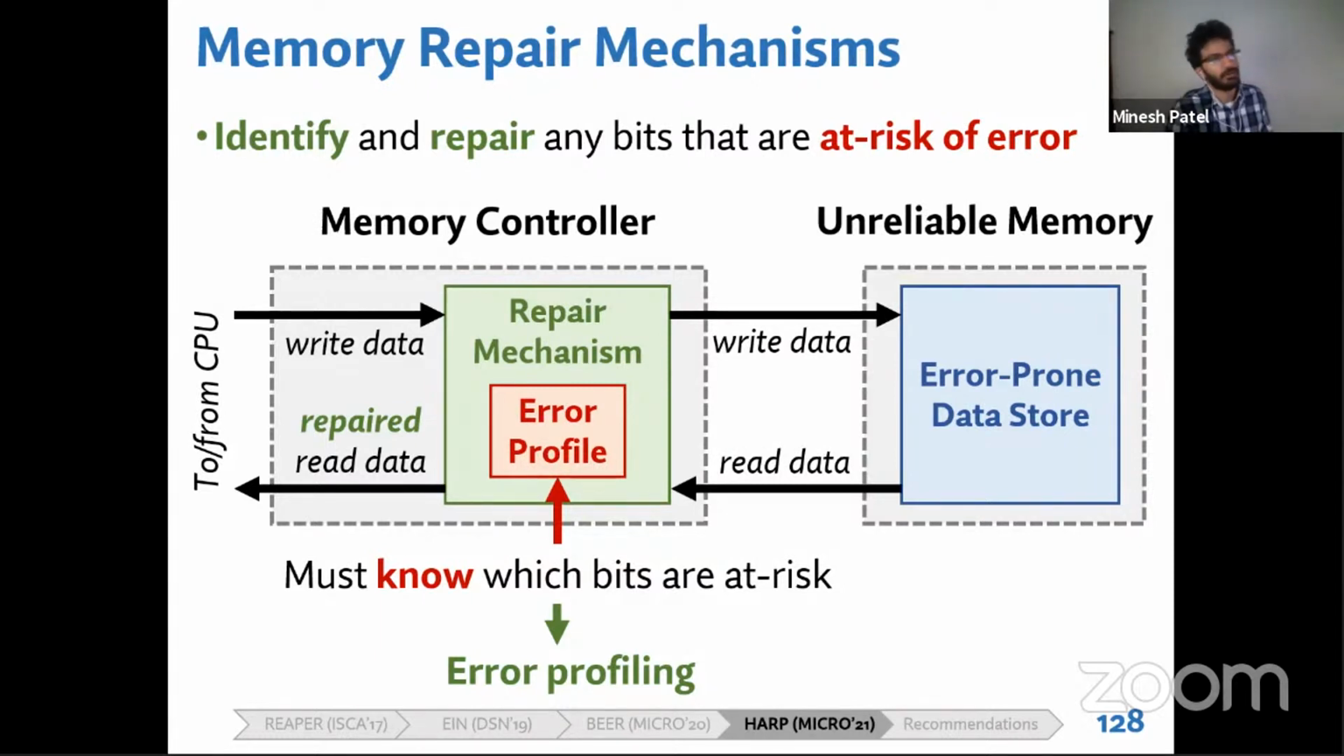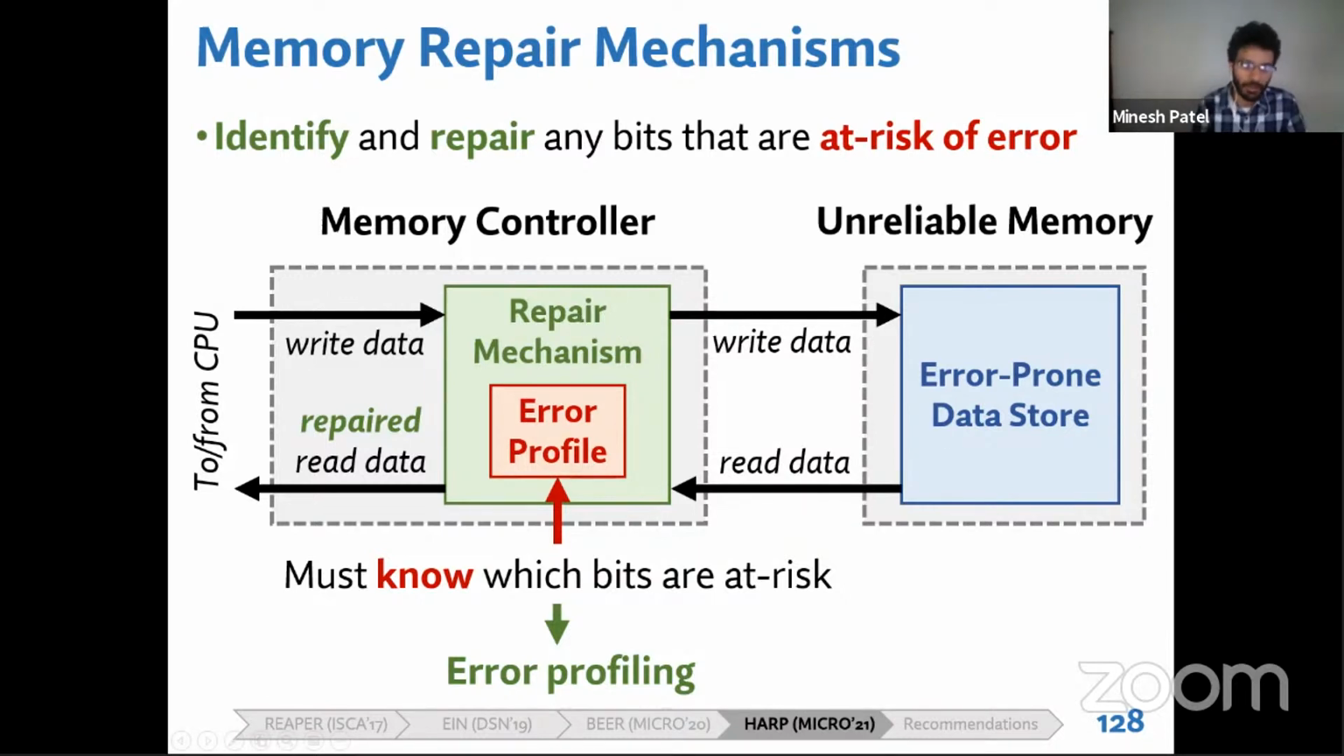So in the scheme that HARP describes, the repair mechanism is first informed of which bits are at risk, and then it repairs those bits. And then any remaining errors that occur due to indirect errors that weren't initially identified will slowly be identified by the reactive profiling. But in either case, the repair mechanism is the one doing the actual mitigation.